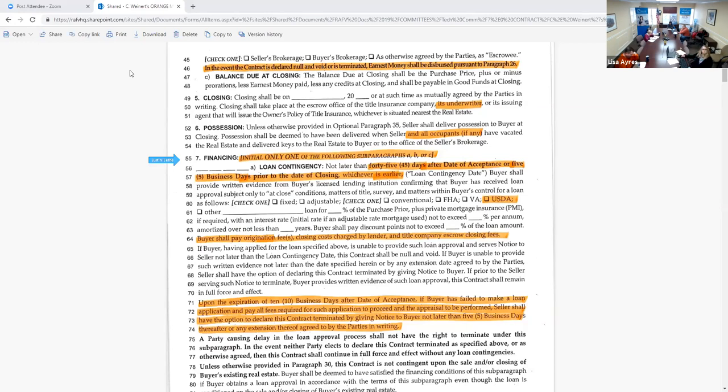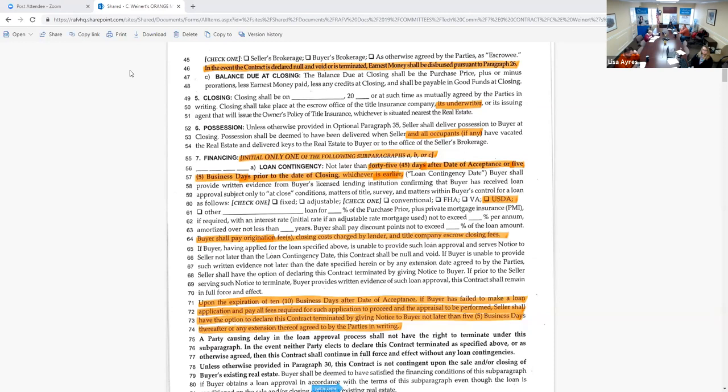On line 60, we added USDA. That's United States Department of Agriculture loan that hasn't been in the contract before. These are loans granted in rural areas. It's a good program. You can finance 100% of the purchase price. Now you're going to talk to your lenders about this because there are some income guidelines and there are some areas where these loans will apply. They're not universal.